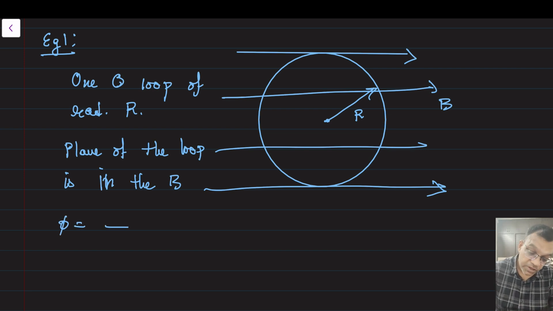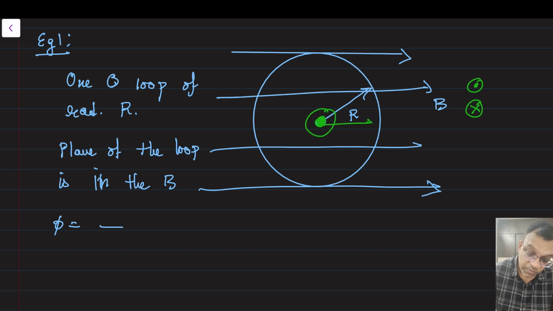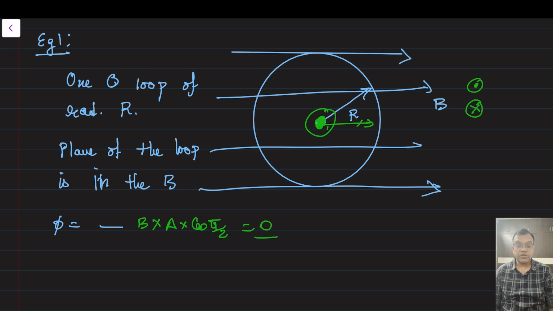Now here, if you see, in this case the area vector is outward. Encircled dot means out of the plane of paper. Encircled cross means into the plane of paper. So the area vector is outward and the magnetic field is this way. So these two are perpendicular vectors, and the dot product B A cos 90 will become 0. So the flux linked with this loop will become 0. Right?